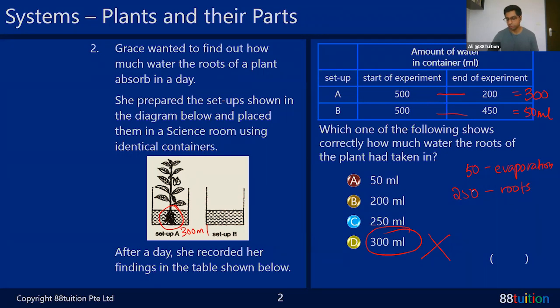This is how you calculate. This is a little bit of math here. You have to pick up the difference this way. Okay, now you know why C is the answer and not D. Okay.